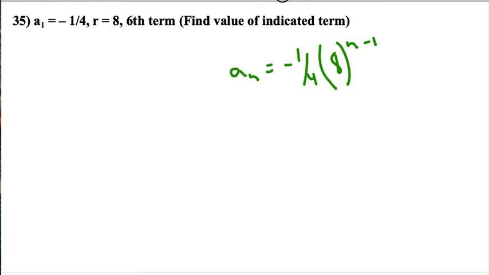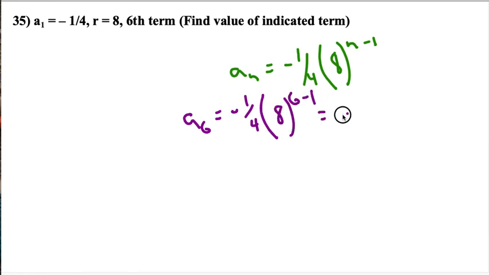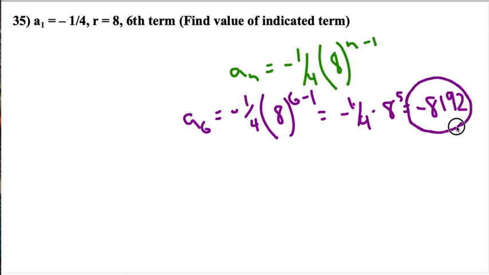So if I want the 6th term, that means I'm looking for A sub 6, which is negative 1/4 times 8 to the 6 minus 1, which is the same as negative 1/4 times, you guessed it, 8 to the 5th, which, with a dramatic drum roll, is negative 8,192. Whoops, I switched them. 8,192, because I used my calculator. And that's it.